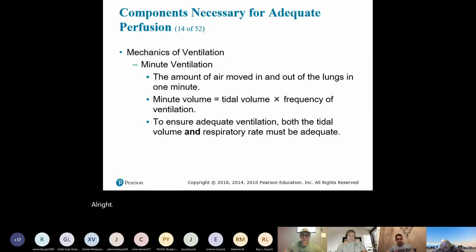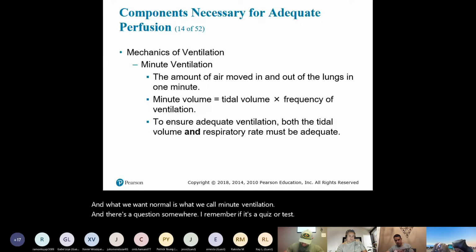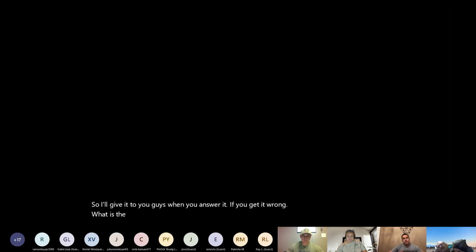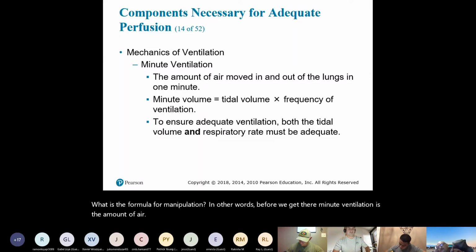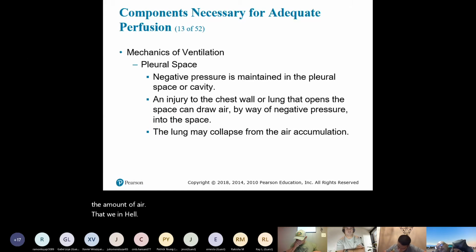All right. What we try to establish, what we want normal, is what we call minute ventilation. And there's a question somewhere, I don't remember if it's a quiz or a test. It has a kind of a right answer, but it's not the right answer. So I'll give it to you guys when you answer it if you get it wrong. What is the formula for minute ventilation? In other words, before we get there, minute ventilation is the amount of air that we inhale and exhale in 1 minute.